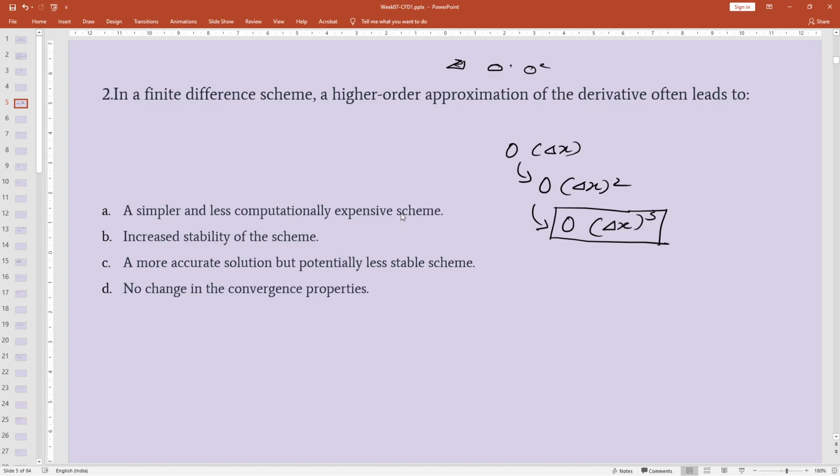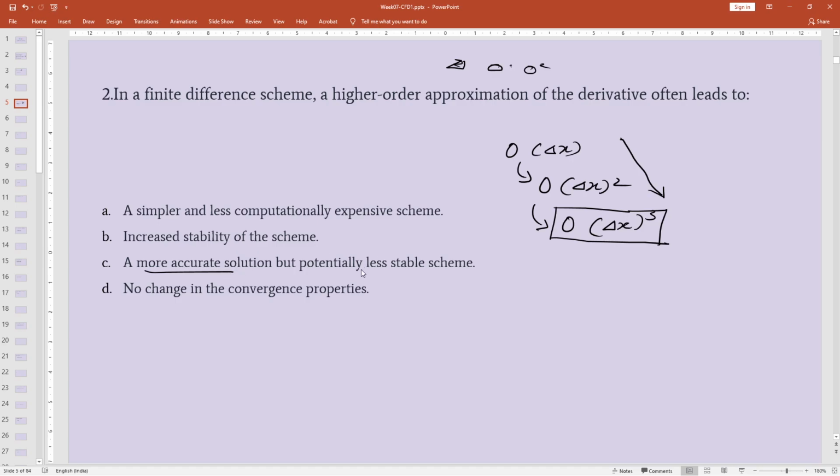Please inbox your answers. What will happen is that when we are truncating smaller quantities, the neglected value goes down. We are only neglecting smaller and smaller values, so it will give a more accurate solution. So option C is the answer. It will give a more accurate solution, but potentially a less stable scheme.